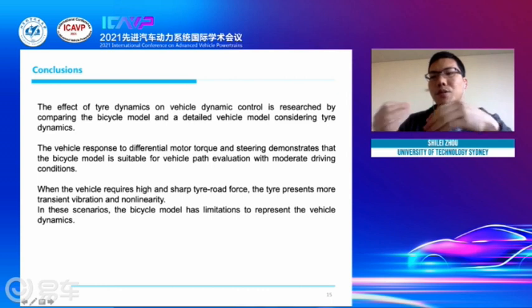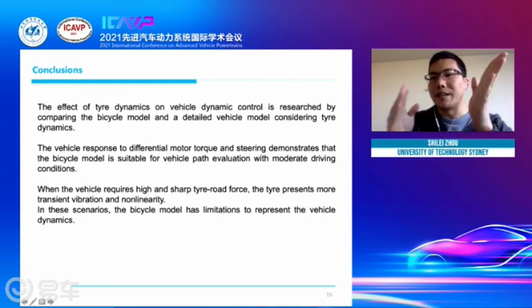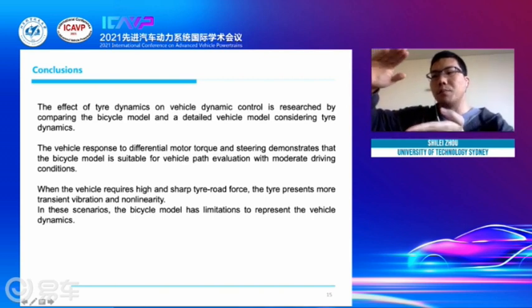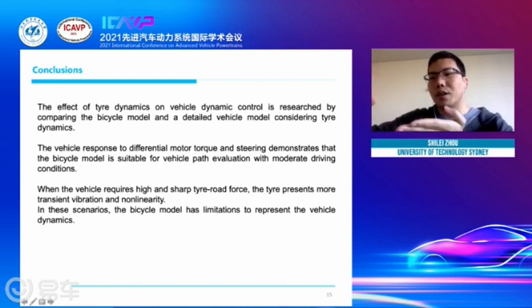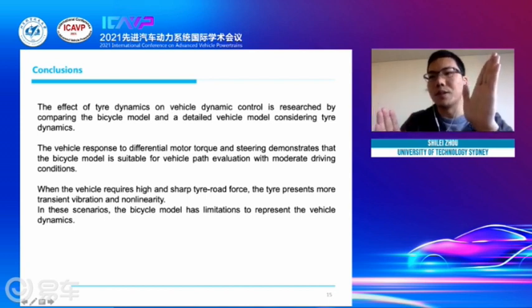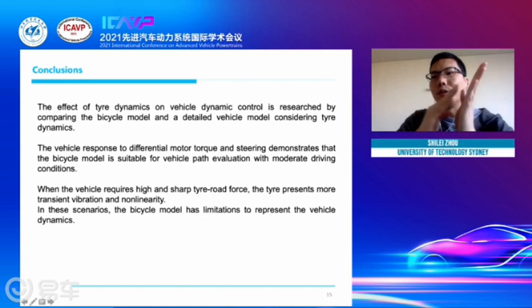I talked with some industry partners. They can only test the vehicle controller at below 90 or below 60 kilometers per hour, because when the vehicle speed becomes higher, the controller, which is generated by the simplified model, doesn't work. That is because when the vehicle speed becomes higher, the dynamics becomes more complicated.